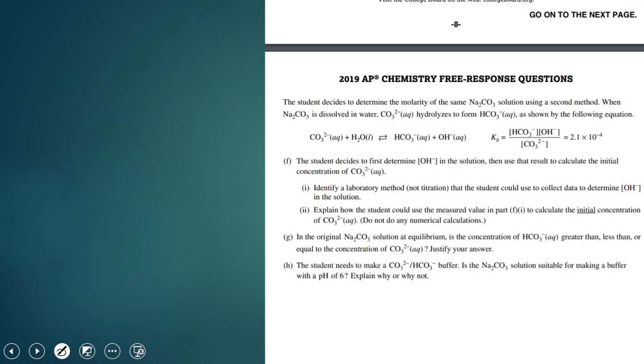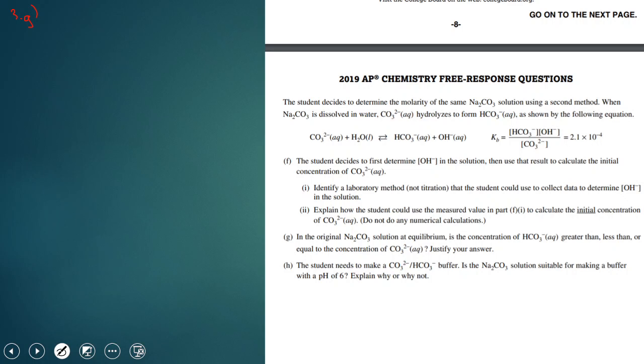Looking at 3G now. This is the final long question, by the way, so that's nice. In the original Na2CO3 solution at equilibrium, is the concentration of HCO3- greater than, less than, or equal to the concentration of CO3 2-? Justify your answer. Now these are the types of conceptual questions where you have to interpret some value without mathematics, and these are quite common now in the AP exam.